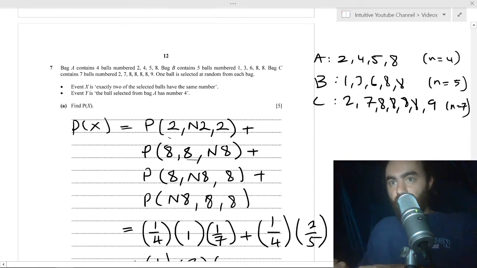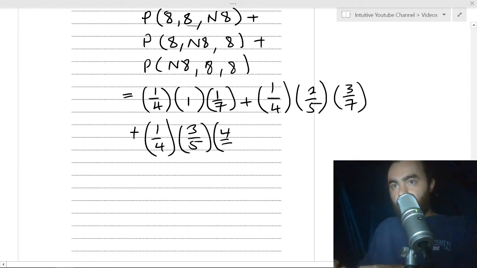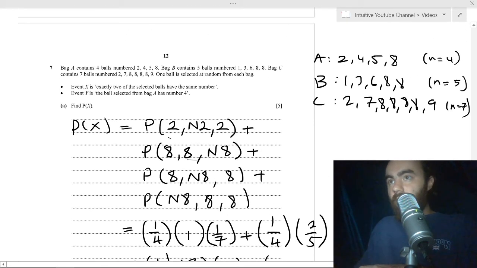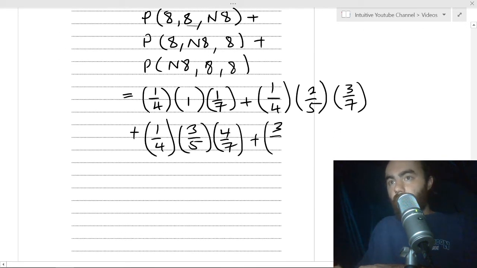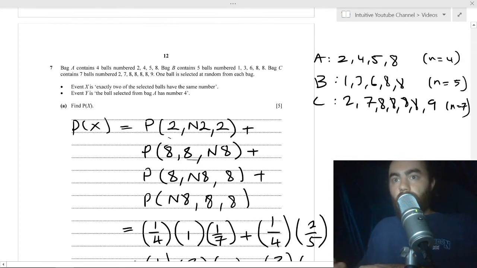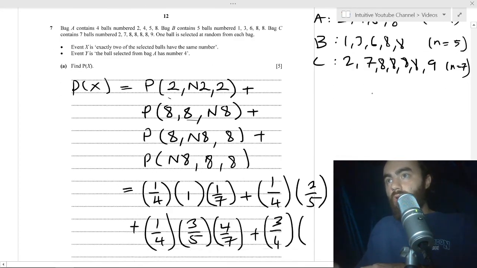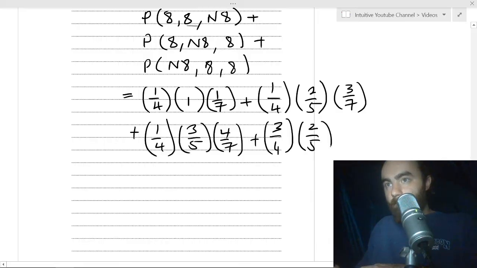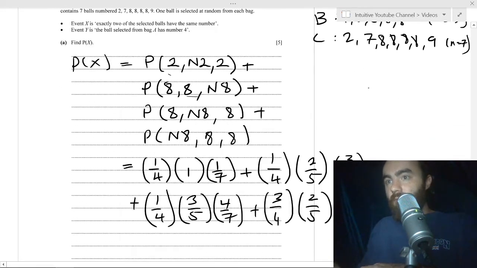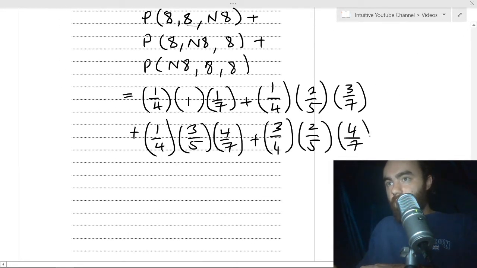And the probability of picking an 8 from bag C is 4 over 7. And then the last one is plus not picking an 8 from here is 3 over 4 from bag A. Picking an 8 is 2 over 5. And then finally picking an 8 from here again is 4 over 7. So what we do is we now calculate this.